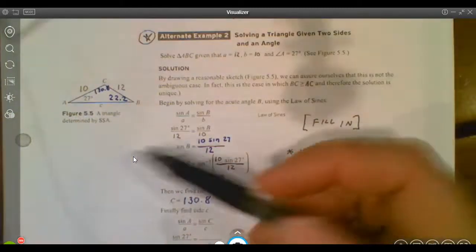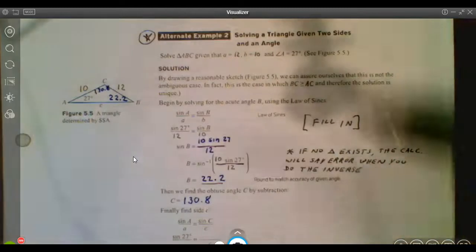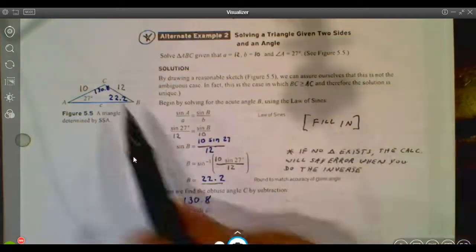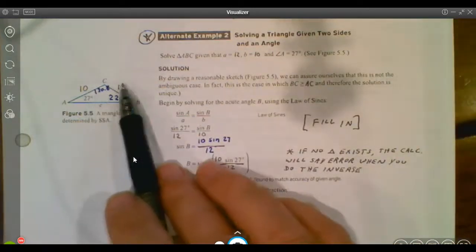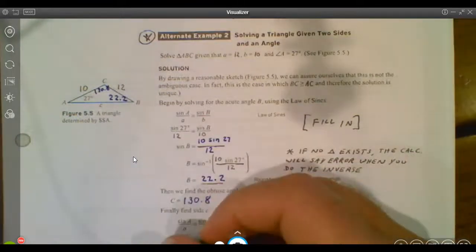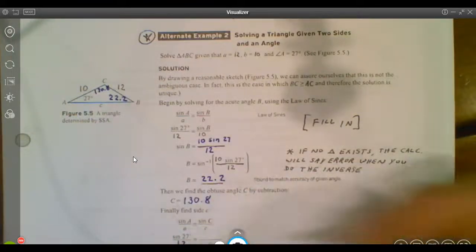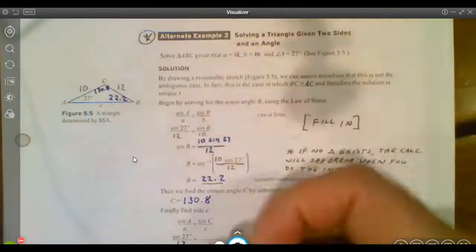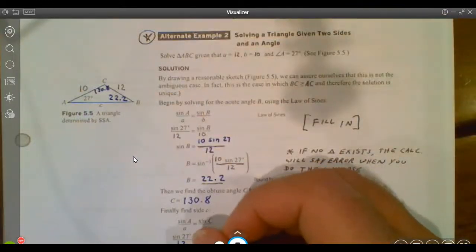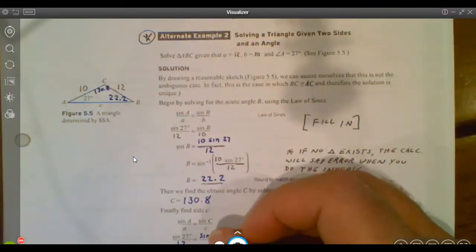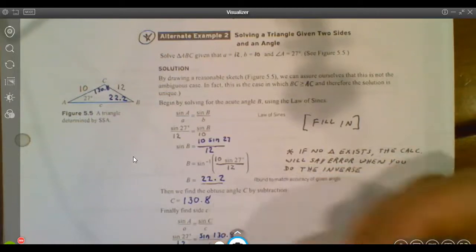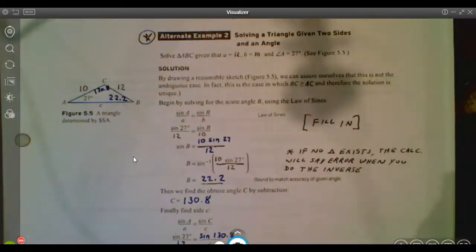All right, so the last one we've got to come up with is side C. So it's going to take one more proportion. Again, I'm going to say sine 27 over 12 is equal to the sine of 130.8 over side C. That's our unknown. We're going to do a little cross multiplying here.